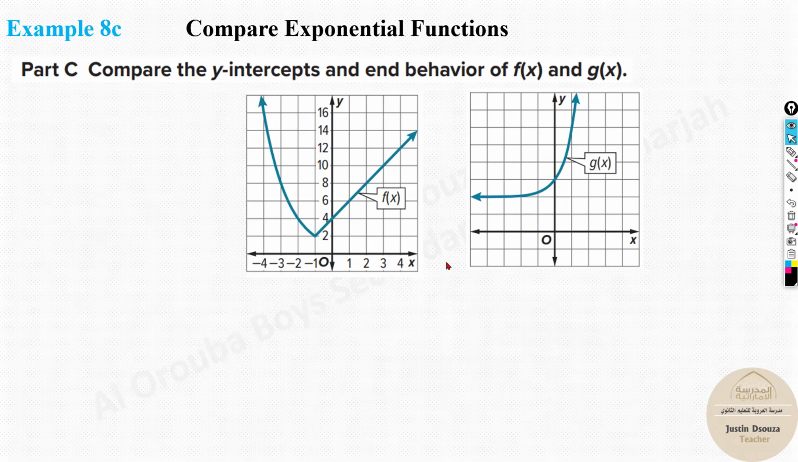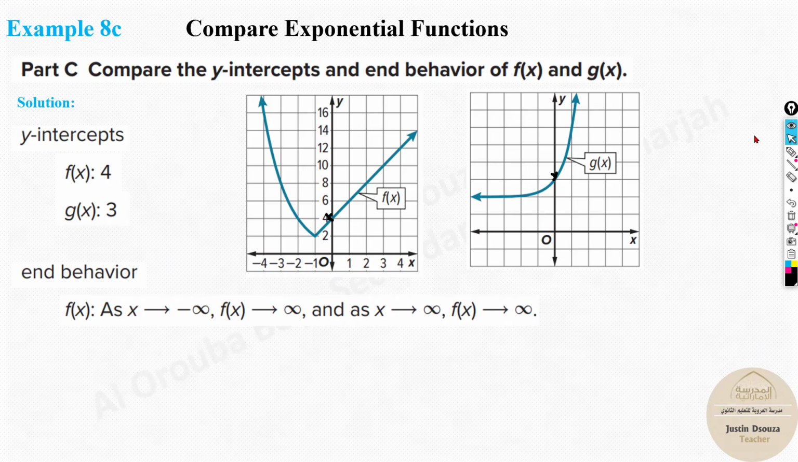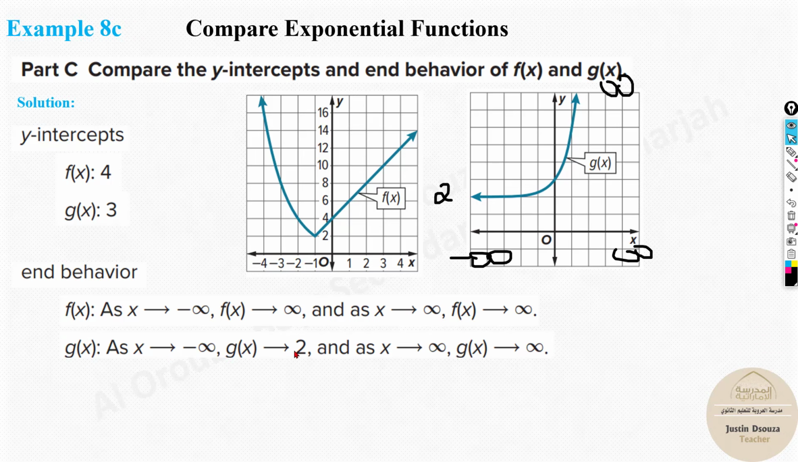And now part C, compare the y-intercepts and end behaviors of f of x and g of x. Now the y-intercept over here is this point and this point. So you can see the y-intercept for f of x is 4. What about this? 1, 2, 3. It's 3 over here. It's (0, 4) and (0, 3). Now end behaviors: as x goes towards negative infinity over here, it's positive infinity. At positive infinity, it's also positive infinity, because both are going upwards towards infinity. Whereas over here at minus infinity, it is 2, and at positive infinity, it is infinity, because it's going up.